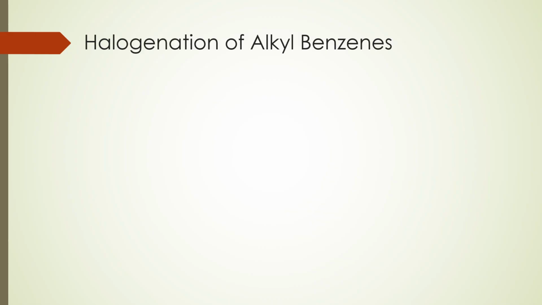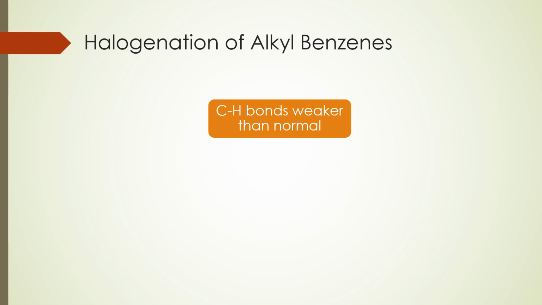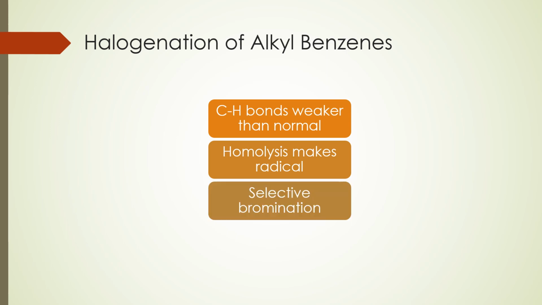Benzylic CH bonds are weaker than usual. This is because homolysis gives us a resonance stabilized benzylic radical. This means that alkyl benzenes do selective bromination at this weak CH bond under radical conditions. It forms a benzylic halide. Let's look at the mechanism.